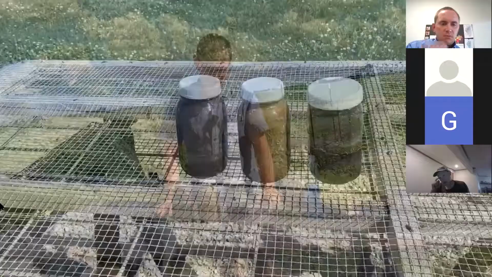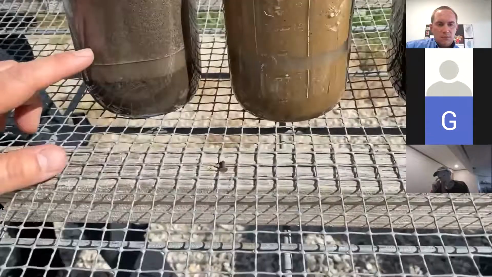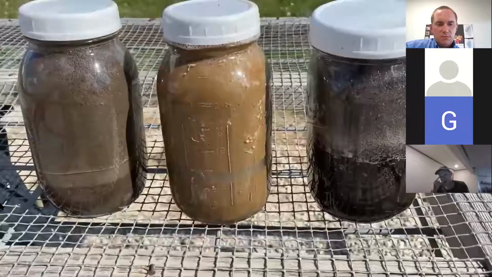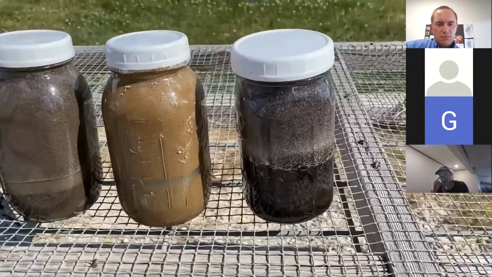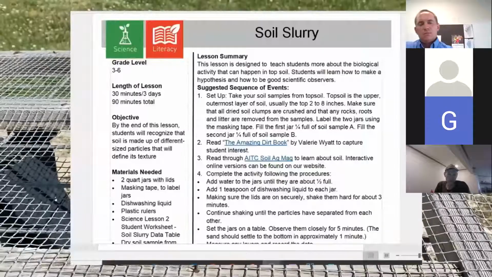Okay, here we are about 5 minutes later, and you can see things are just starting to settle out. We've got just the very, very beginning of seeing some of these layers, but I think we've got a long way to go here. So I'm going to check back in about a half hour, and then I'm going to wait another 24 hours to check it again.